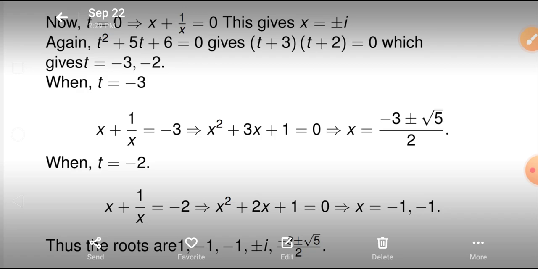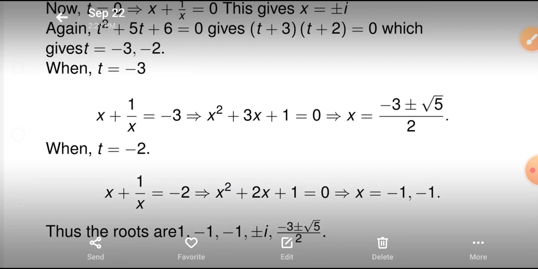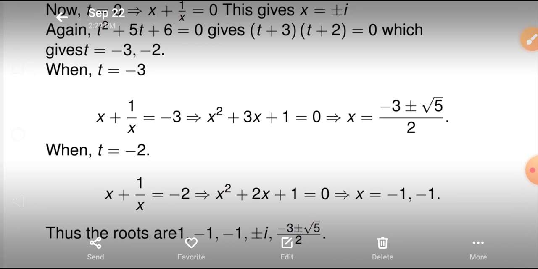Similarly, when you take t is equal to minus 2, in the left hand side you replace x plus 1 by x for t. So we have another equation, that is x square plus 2x plus 1 is equal to 0. When we solve this quadratic equation, we get x is equal to minus 1, minus 1. So therefore the required roots are 1, minus 1, minus 1, plus or minus i, and minus 3 plus or minus root 5 by 2. So these are the 7 roots for the given equation. Thank you.